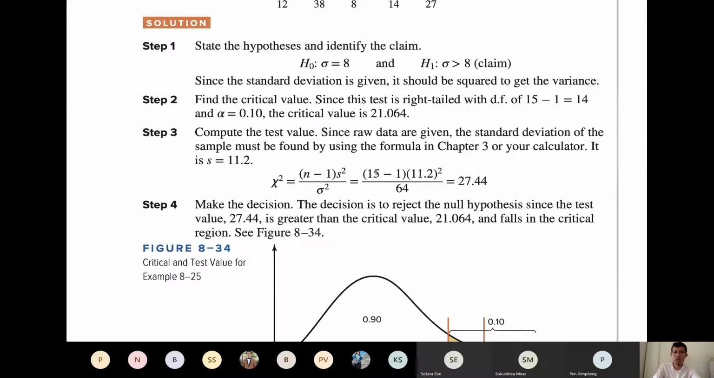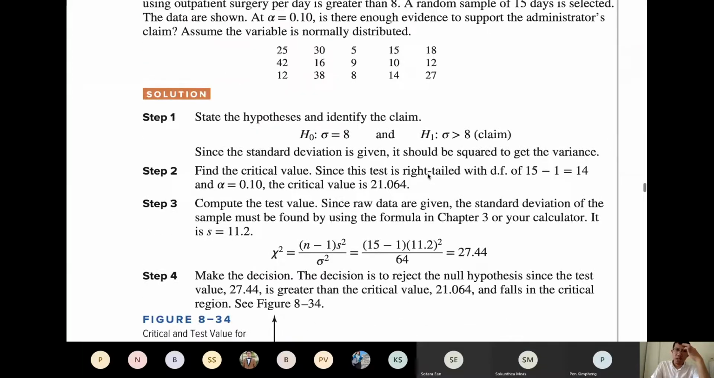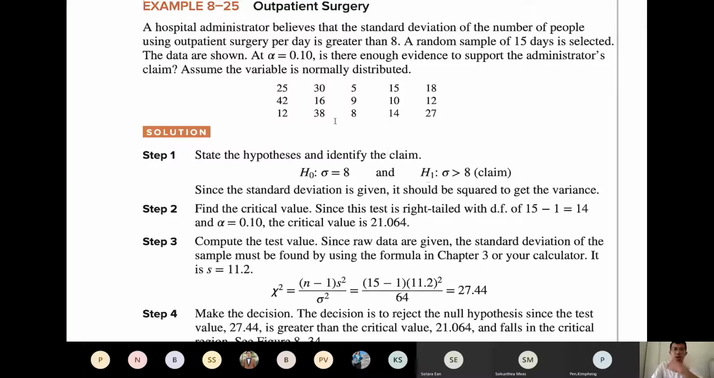So just replace. n is 15 because we select a sample of 15, and s squared is 11.2 squared. Okay, how to come up with 11.2?